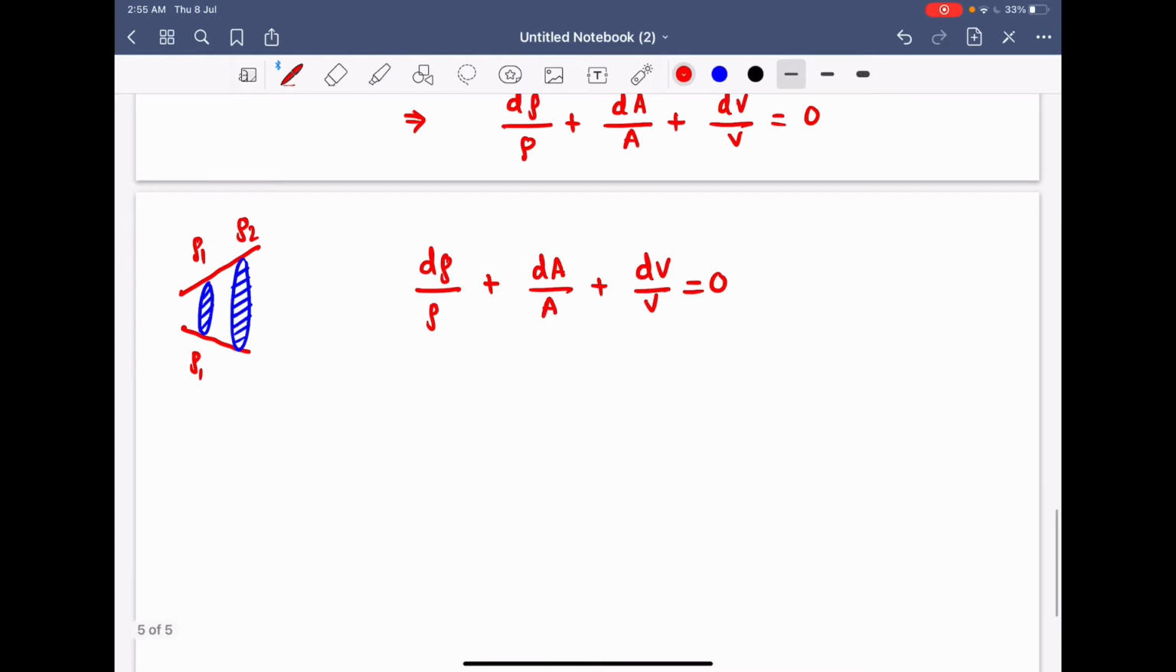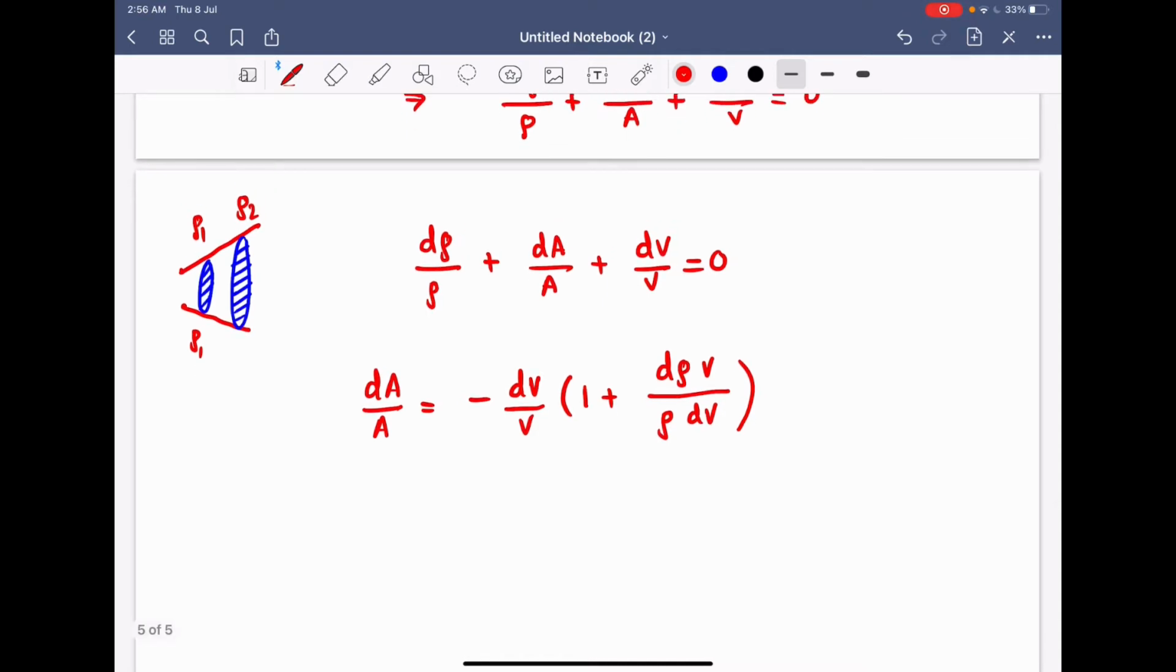Okay, so from here I can see that dA by A comes out to be minus of dV by V plus d rho into V divided by rho into dV. Okay, it's pretty simple arithmetic, you can do it. I am just taking this to the other side only.